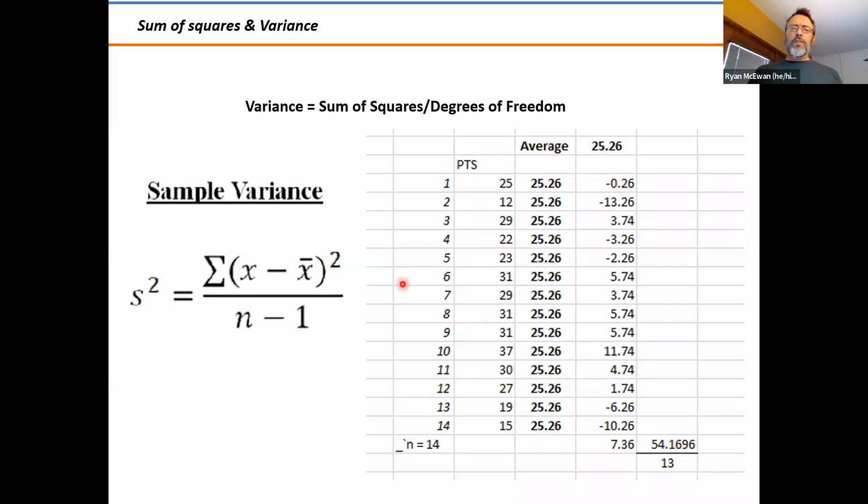This is the individual value, 25, minus the average. That's where you get this. That's where this is sum of squares. And then you would sum these, square it, and then divide it by n, in this case 14 minus 1.